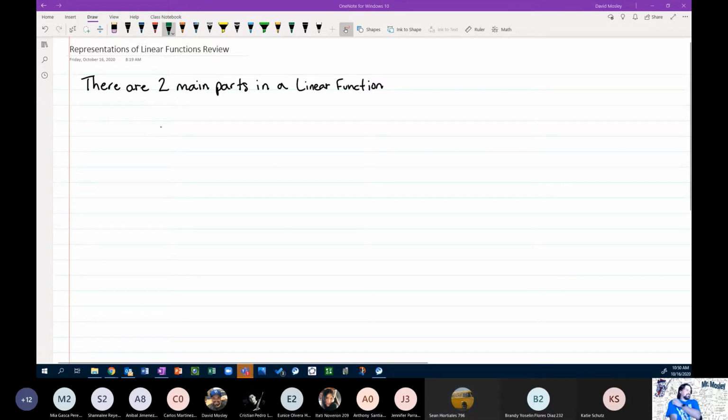All right, so esas dos partes en la función lineal. Okay, the first is that we always have a rate of change.